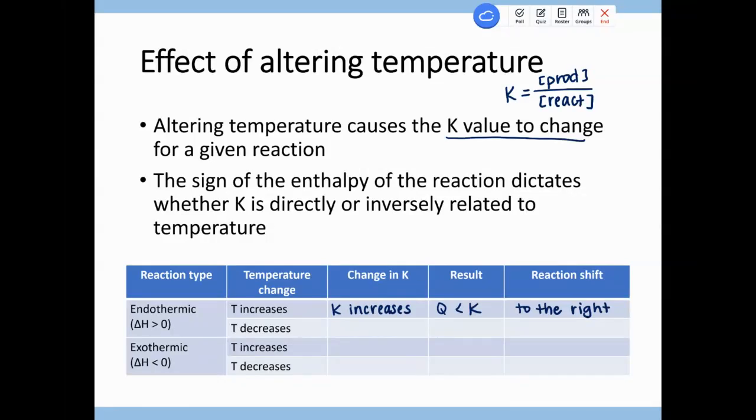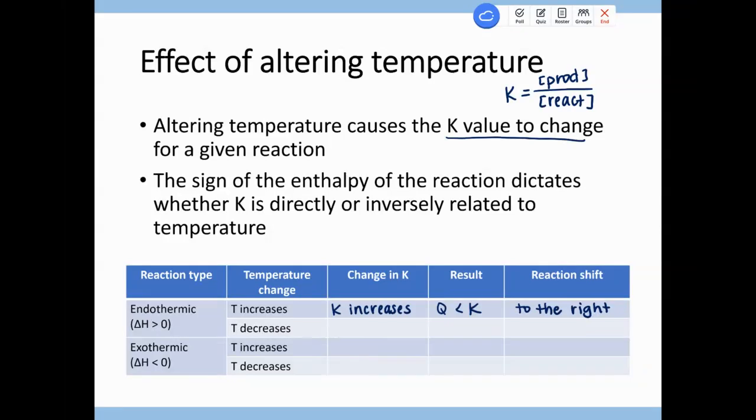The next 2 slides will discuss endothermic for one slide and exothermic in another slide in a little bit more detail. But this table will summarize everything. So for endothermic, where energy is required, if you add energy, the reaction shifts to the right because K increases. At equilibrium, you'll have a higher concentration of products.